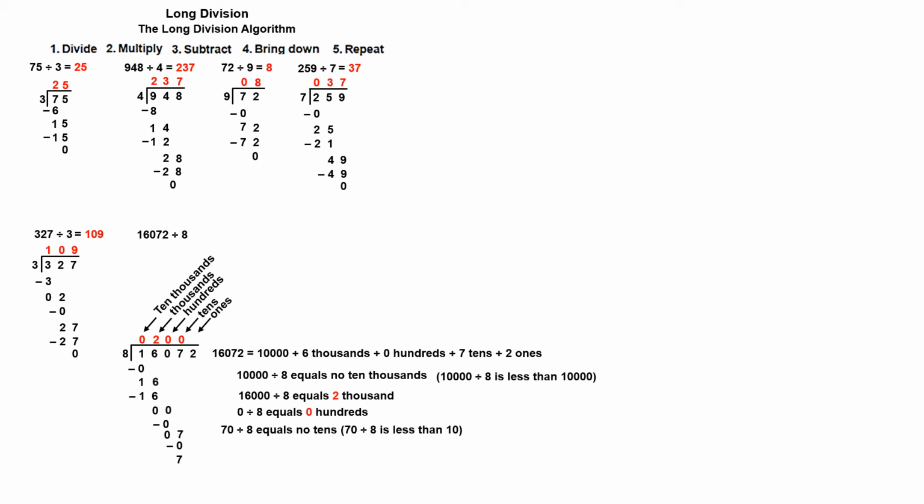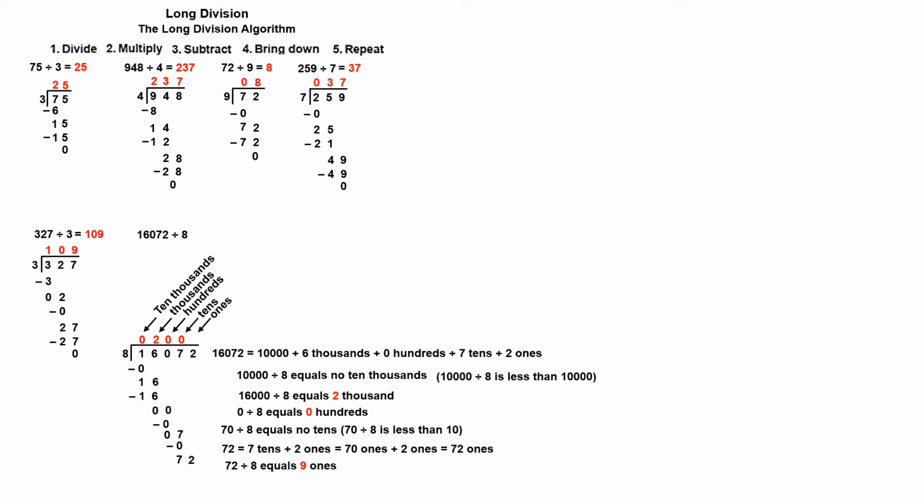Bring down the next digit of the dividend. Bring the 2 down next to the 7. We repeat the division process over using the 72 as the dividend. 72 is the same as 7 tenths plus 2 ones, and 7 tenths plus 2 ones is the same as 70 ones plus 2 ones. And 70 ones plus 2 ones equals 72 ones. Dividing 72 ones by 8, we get 9 ones and nothing is left over.